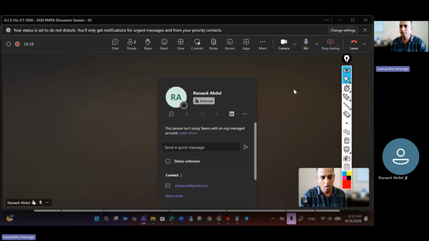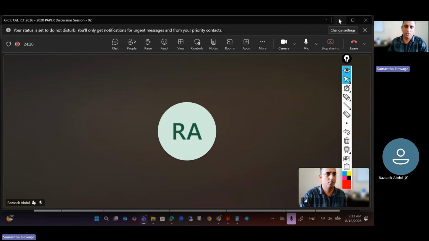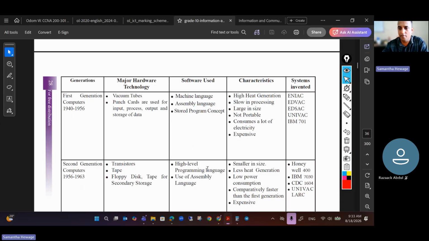All right. Okay, here, assembly language, now you are okay. What is this stored program concept? I think last week also I mentioned this. Can you remember? The stored program concept.